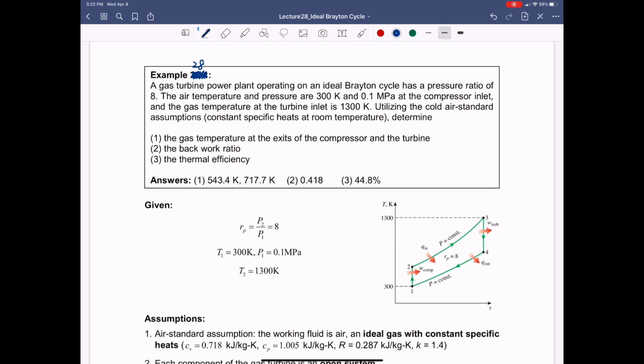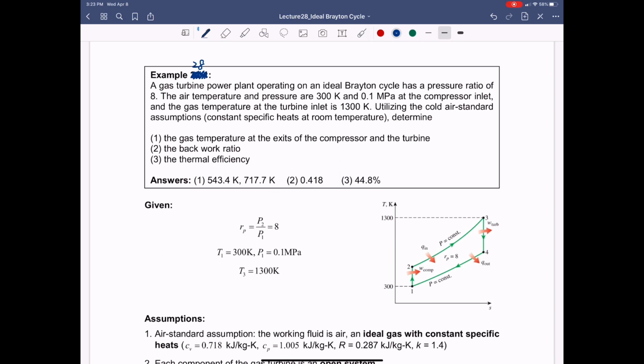Okay, now we have a gas turbine power plant operating on an ideal Brayton cycle. This Brayton cycle has a pressure ratio of 8. We also know the inlet air temperature and pressure, 300 Kelvin and 0.1 megapascal. And we know the air temperature at the turbine inlet, 1300 Kelvin.